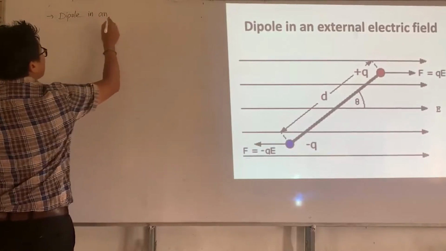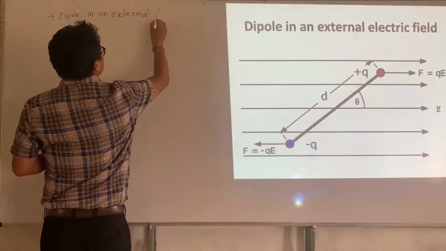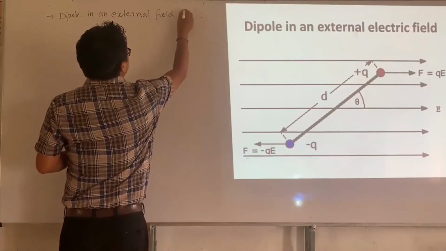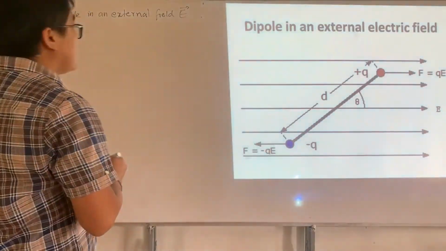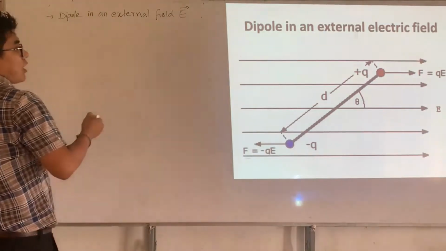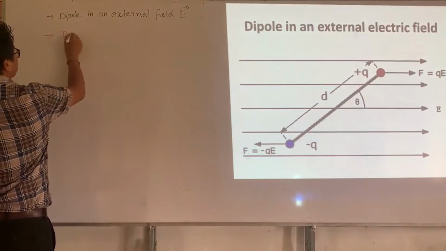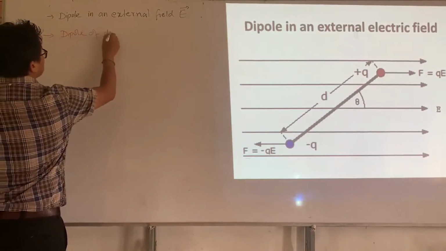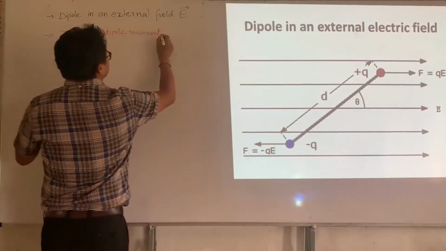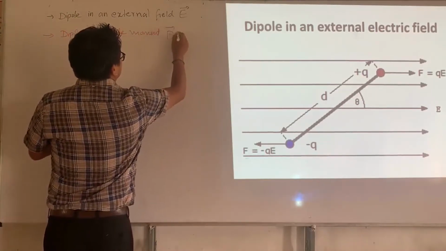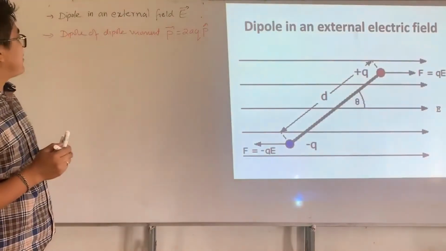So therefore, what happens is that here a dipole in an external field, there is a uniform external field. Now what happens is that the net force on a dipole of dipole moment P.